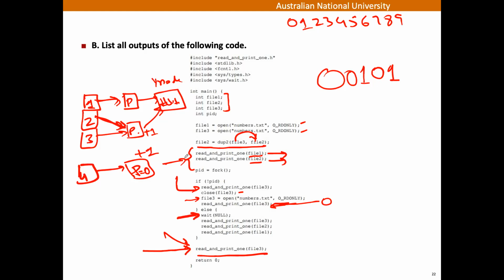So now the parent wakes up, and now the parent needs to do these 3. Now, the first line is tricky. What will the parent print here? Where is file 3? Where is the parent's position of this at this point?